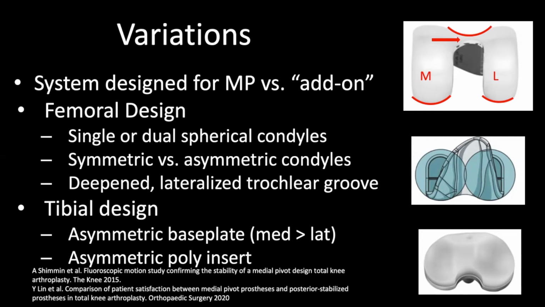The tibial design typically is going to have an asymmetric base plate, as seen here, which is going to be larger anterior to posterior medially than it is laterally. This is also true of the asymmetric polyinsert that we just saw, that is going to be constrained medially and typically allow for freedom of motion laterally.